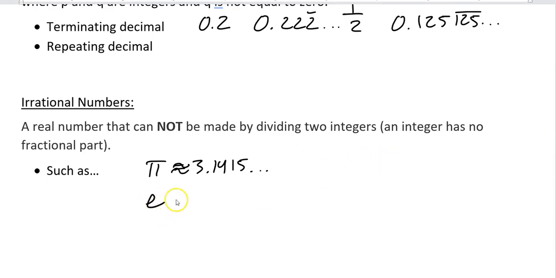You've got the number e, which if you're taking finance classes, you'll see that. The square root of 2 is irrational. 0.21879... Notice there's no rhyme or reason. That makes it irrational.